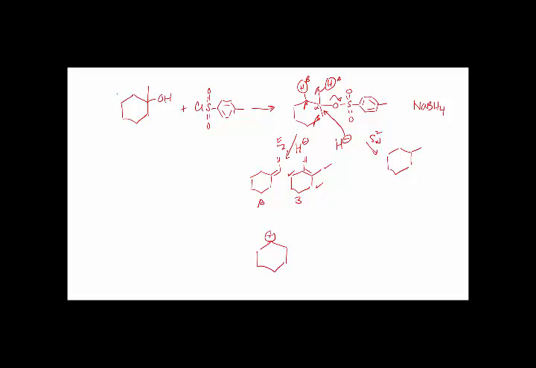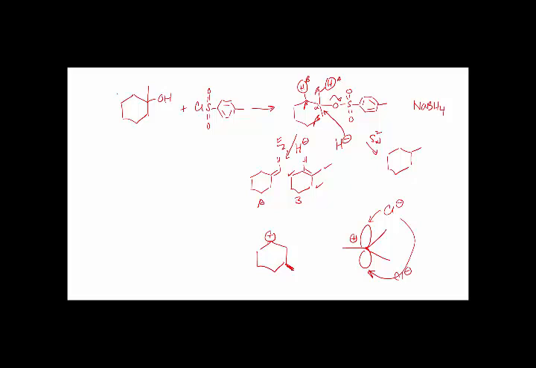Because when I have this carbocation, it's going to basically look like this. The carbocation is going to be sp2 hybridized. And so that means that the Cl minus can add from this lobe or it can add from that lobe. And there's nothing stopping it either way. So it's going to do 50-50.